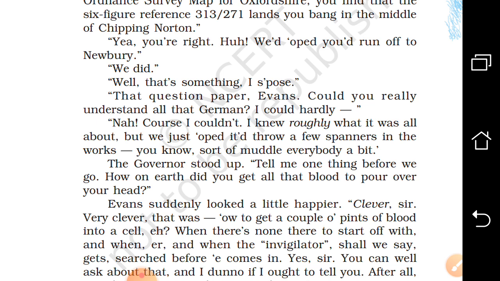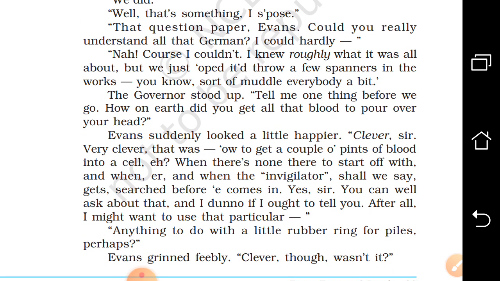The governor stood up. "Tell me one thing before we go. How on earth did you get all that blood to pour over your bed?" Now the governor is so interested to know how that blood part came about, how the blood was managed.